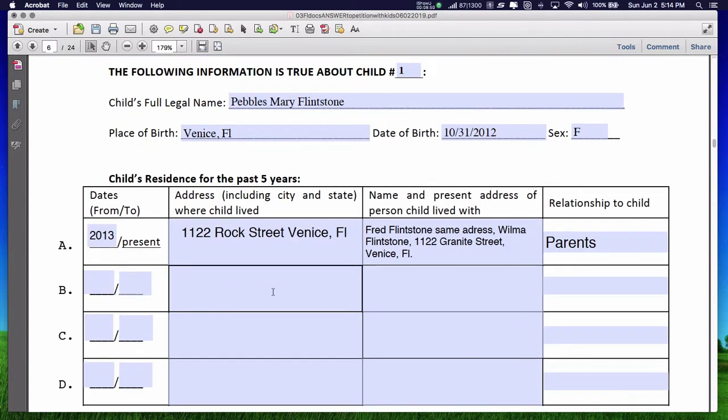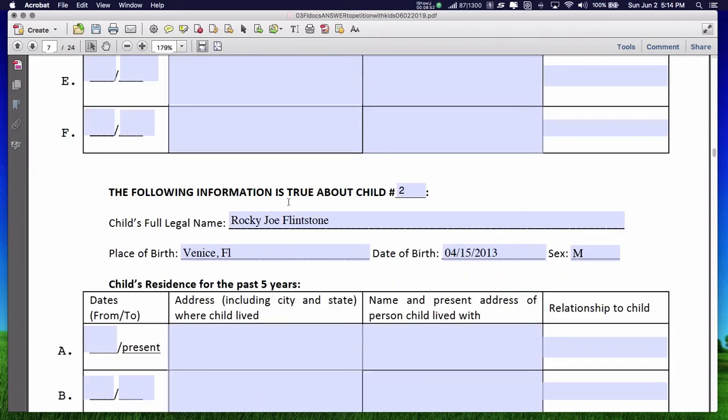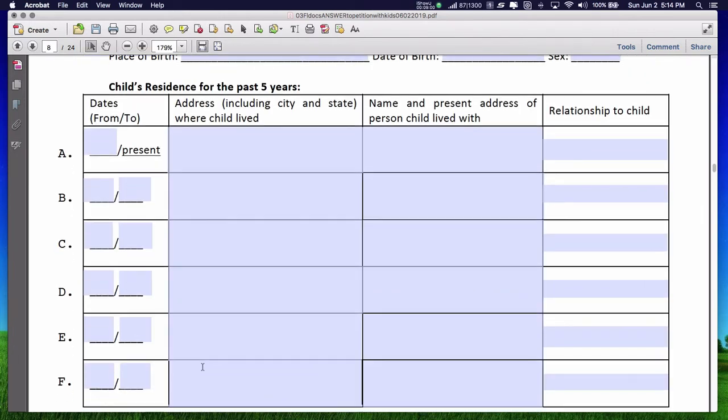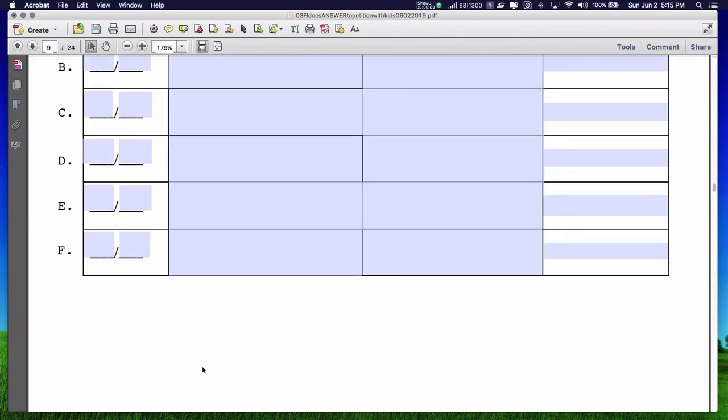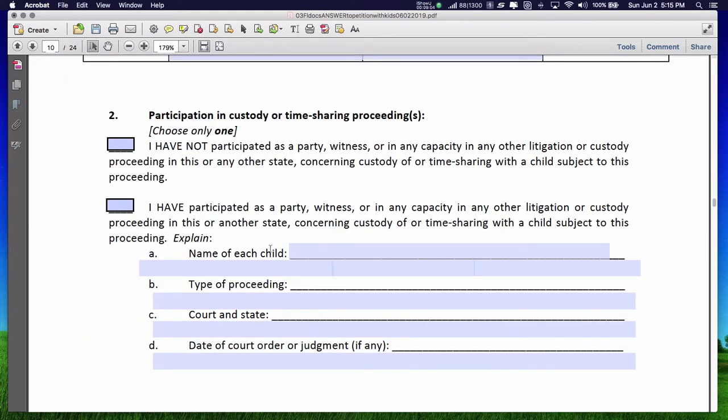And we've done this for Pebbles, but we got another child, don't we? We got Rocky. You don't need to retype it or reinvent the wheel. Just put same as child number 1, and you're done. All right. Scroll down the form. I know I'm going fast. These are for other kids if you have them.